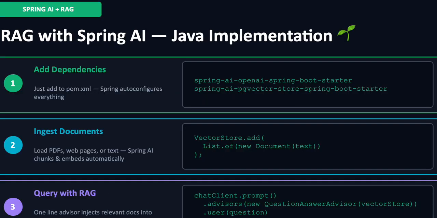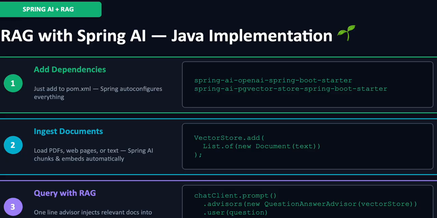For us as developers, imagine a code documentation bot. You upload your entire code base documentation and API specs. Your team asks, how do I authenticate with the payment API? And gets the exact answer from your docs. So all of these are powered by RAG, and all of them can be built with Spring AI and Java.